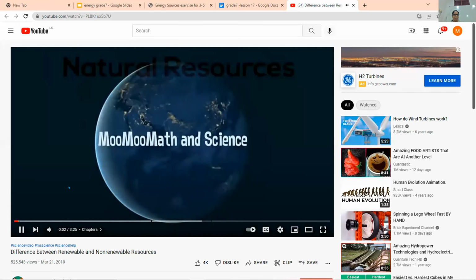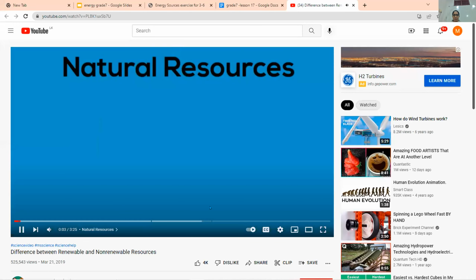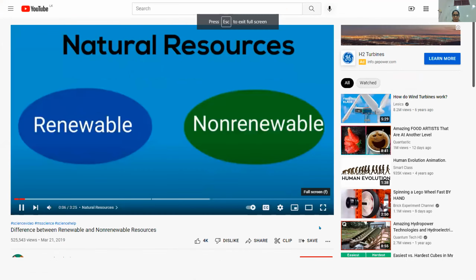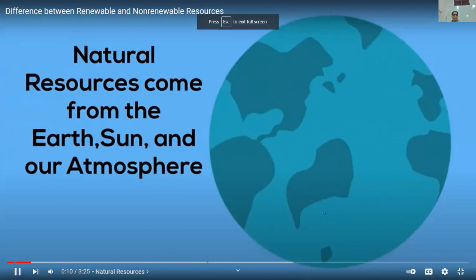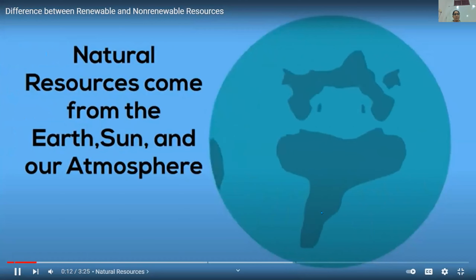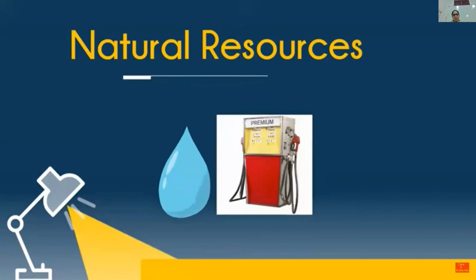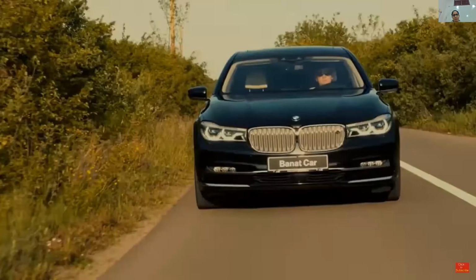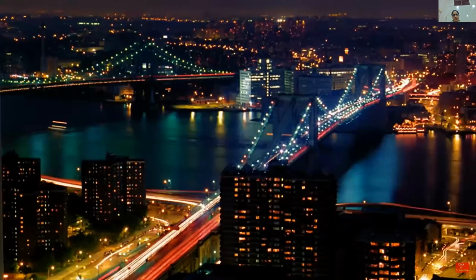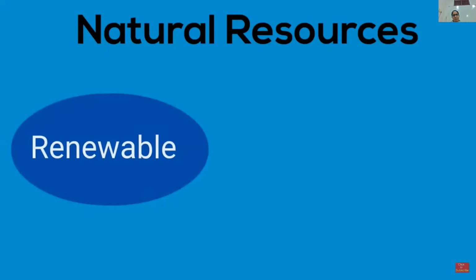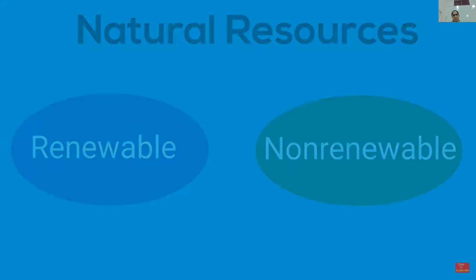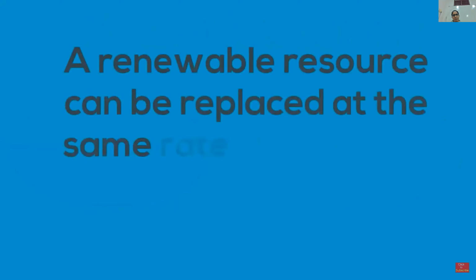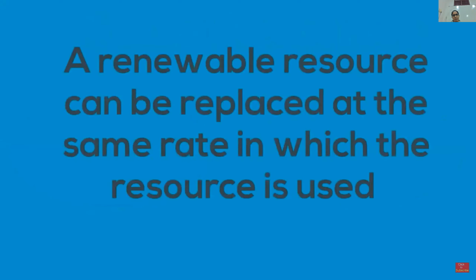Math and science. In this video, let's talk about renewable and non-renewable resources. A natural resource is a natural material that is used by humans. Examples include water, oil, wood from trees, and coal. Many of these resources are changed into products that make our life more comfortable or convenient. Natural resources can be classified as renewable or non-renewable.